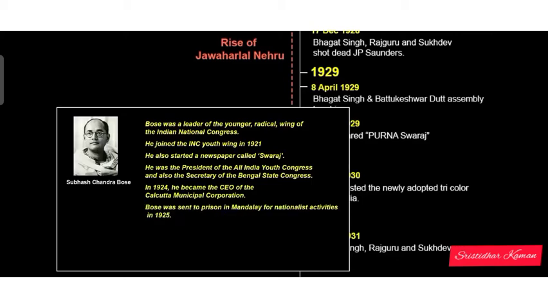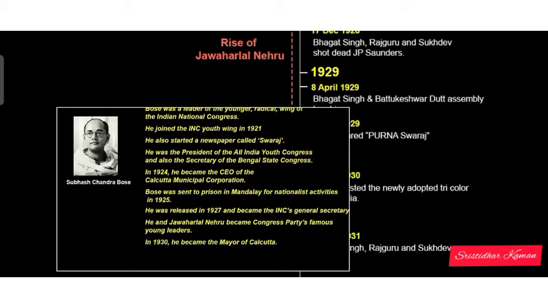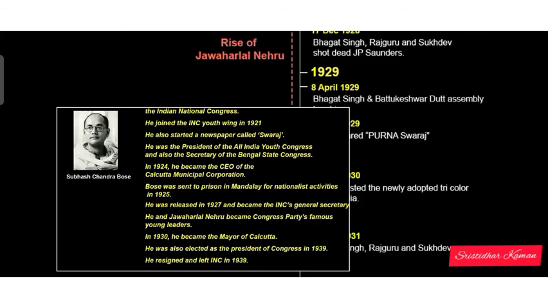Bose was sent to prison in Mandalay for nationalist activities in 1925. He was released in 1927 and became the Indian National Congress's General Secretary. He worked with Jawaharlal Nehru and the two became the Congress party's young leaders, gaining popularity among the people. In 1930, he became the mayor of Calcutta. He was also elected as the president of Congress in 1939, but he resigned due to differences with Gandhi's supporters. He had differences with Gandhi and he was not a believer of non-violence as a tool for independence.